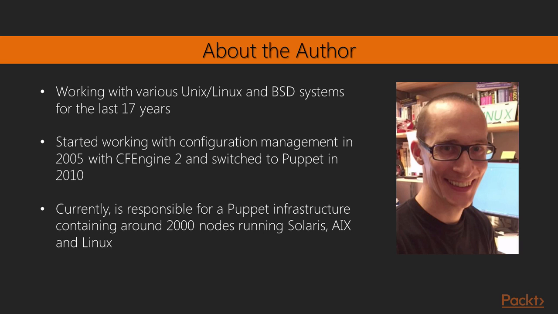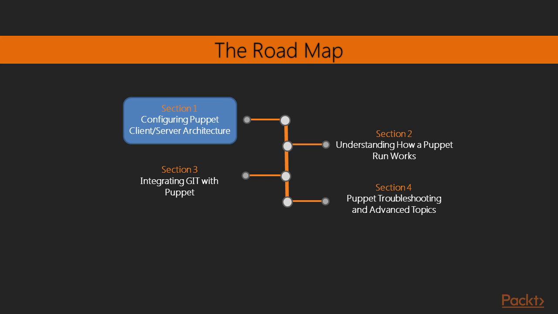A few words about myself. I've been working with various Unix, Linux and BSD systems for the last 17 years. I actually started working with configuration management tools in 2005 with CF Engine 2 and switched to Puppet in 2010, and I'm currently responsible for a Puppet infrastructure containing around 2000 nodes running Solaris, AIX and Linux.